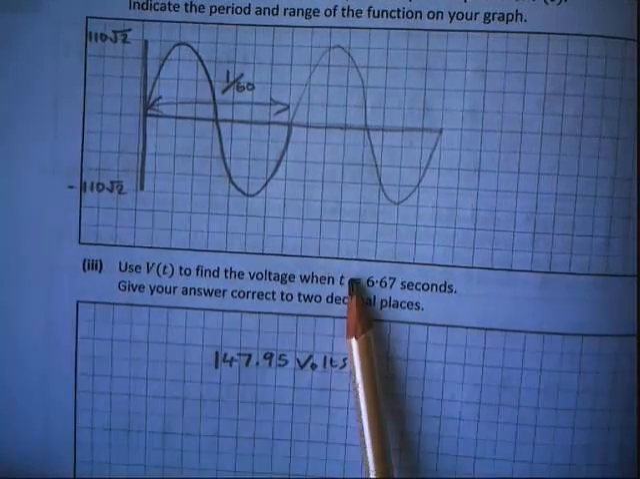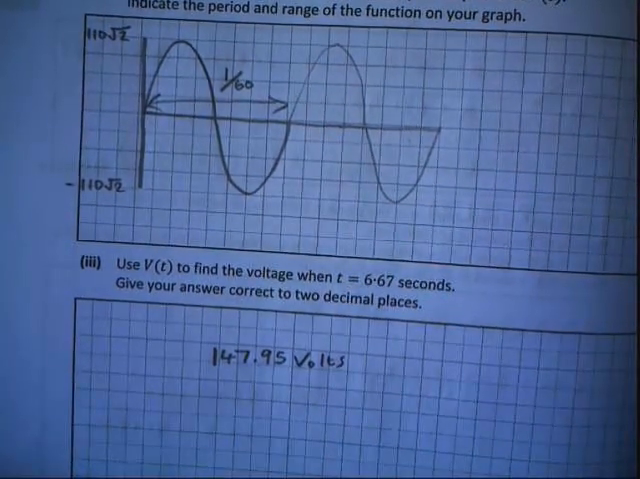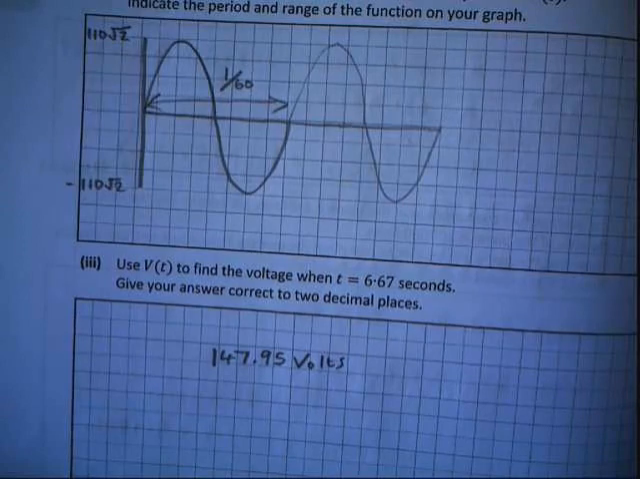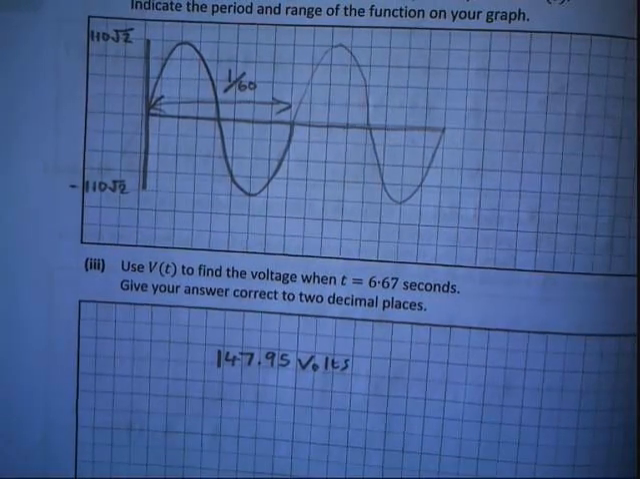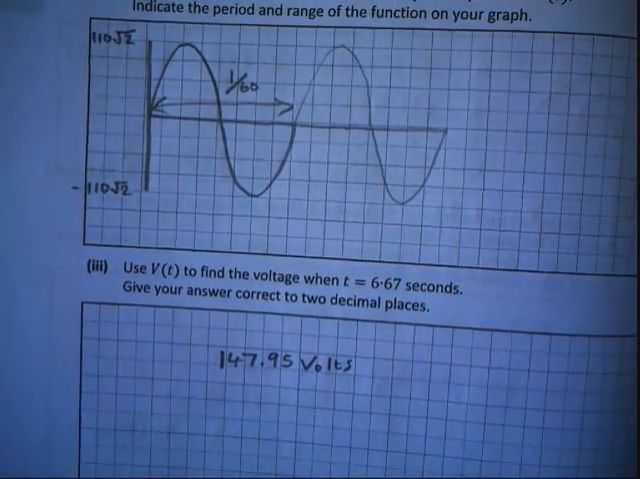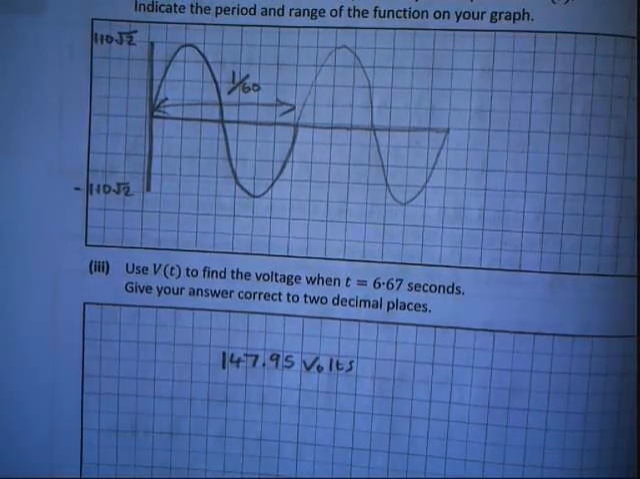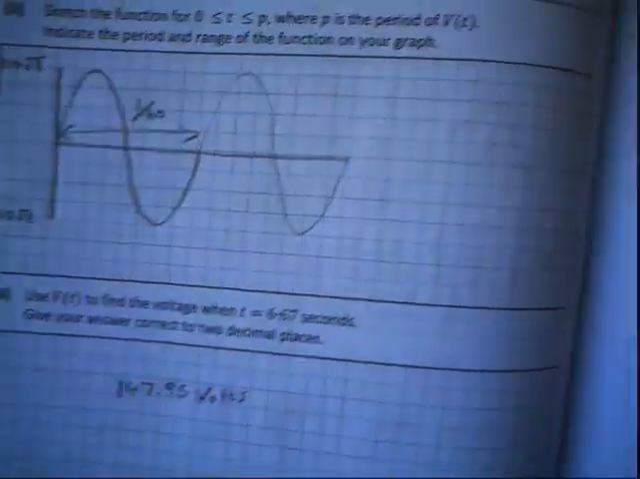Right, they give you a value of t. Just substitute it into the formula at the top, you get your answer. Make sure you're in radians. You need to be in radians here because there's pi. So 120 pi, you automatically know that you're in radians.